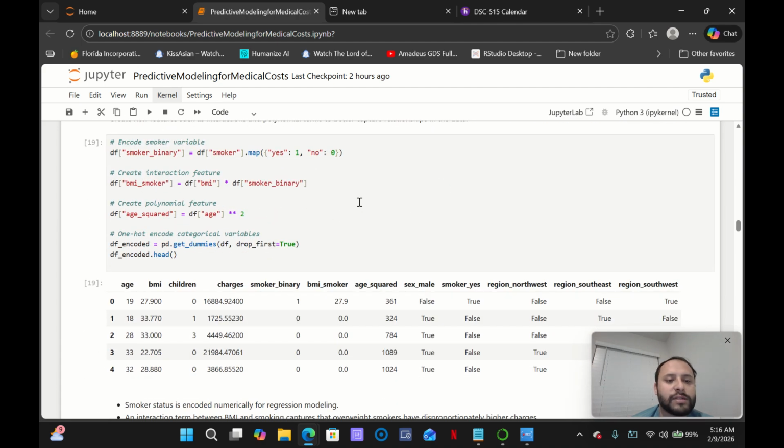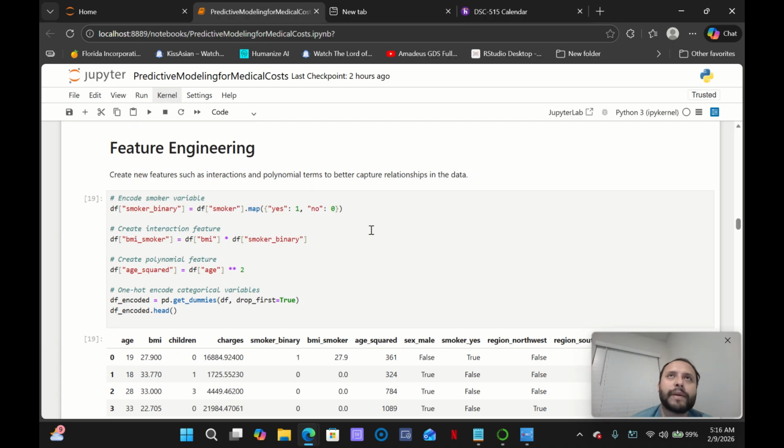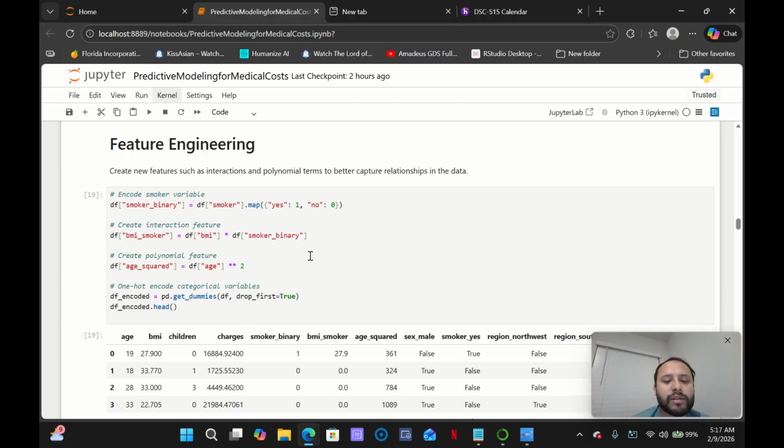In feature engineering, I changed the categorical variables to numerical variables, and I also added a new feature by combining BMI and smoker binary, since people who smoke and also have a high BMI tend to pay higher costs. I also included age squared, as it is non-linear: higher-age people tend to incur higher medical costs.